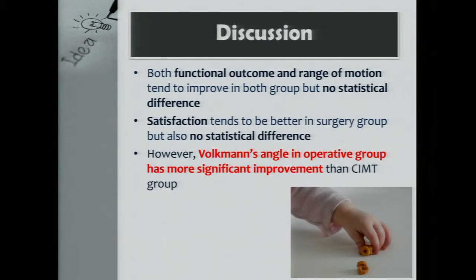And for the discussion, functional performance and range of motion showed improvement in both the CIMT and operative groups, while satisfaction score tended to be better just in the operative group. But all of this had no significant difference. However, only the wrist position, represented by workman's angle, was statistically improved in operative treatment compared to CIMT.